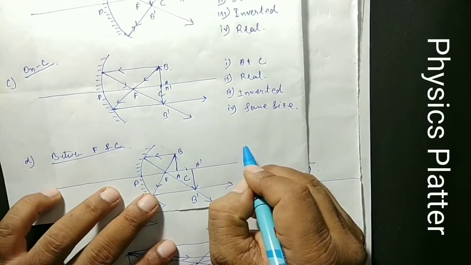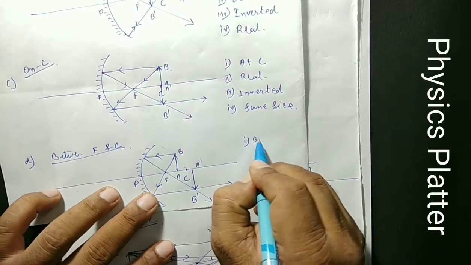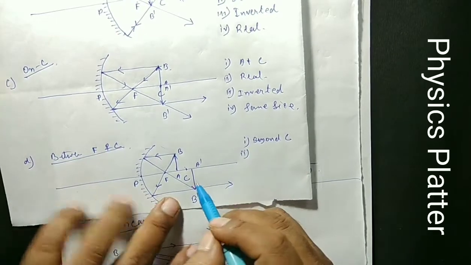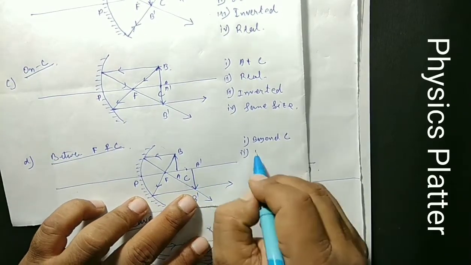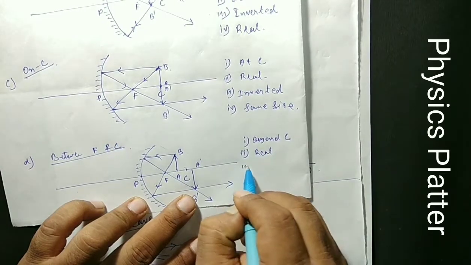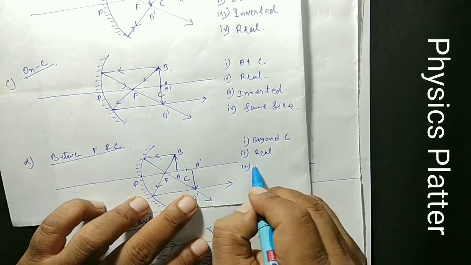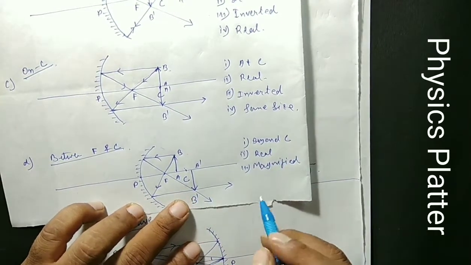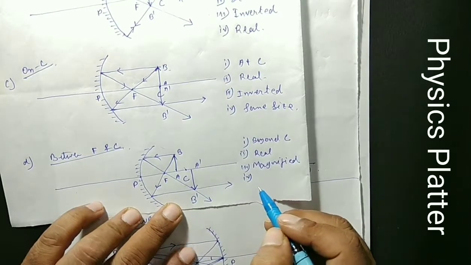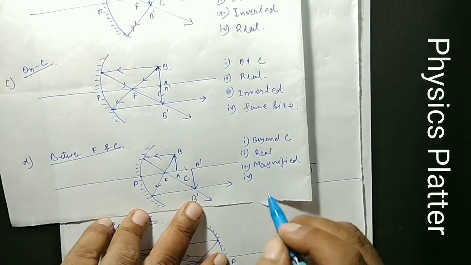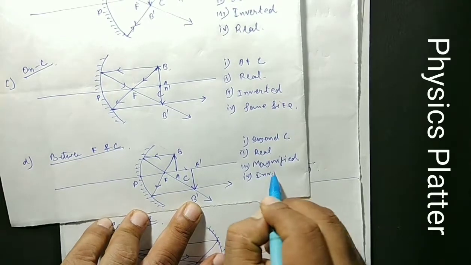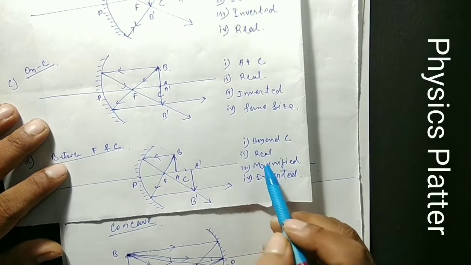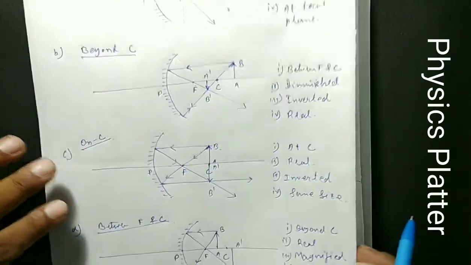So what are the properties of the image? First of all, it is formed beyond C. Secondly, it is real again. Third, it is magnified this time. It is magnified. And then fourth, it's what? Fourth is it is inverted. It is inverted again. Beyond C, real, magnified and inverted.